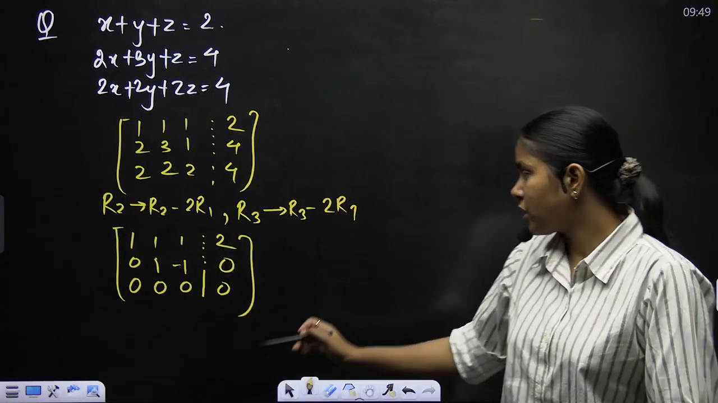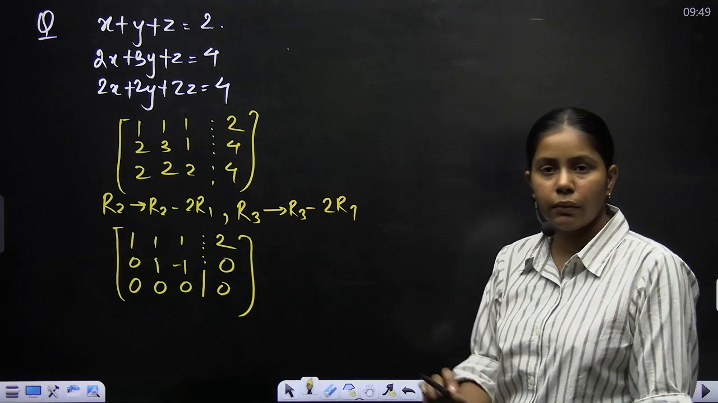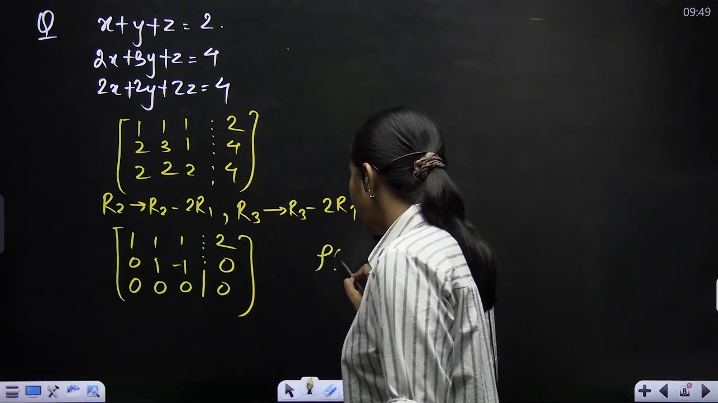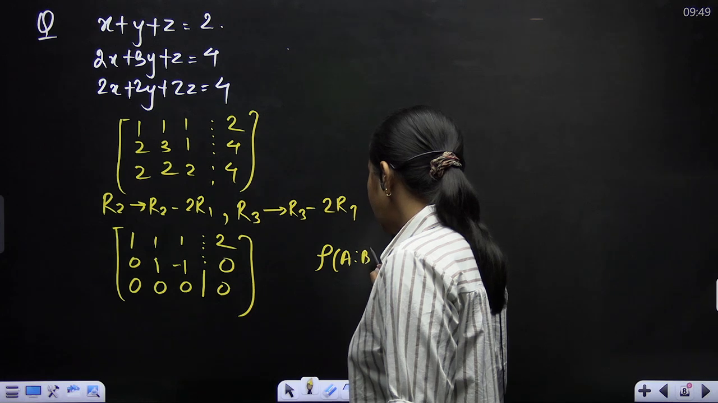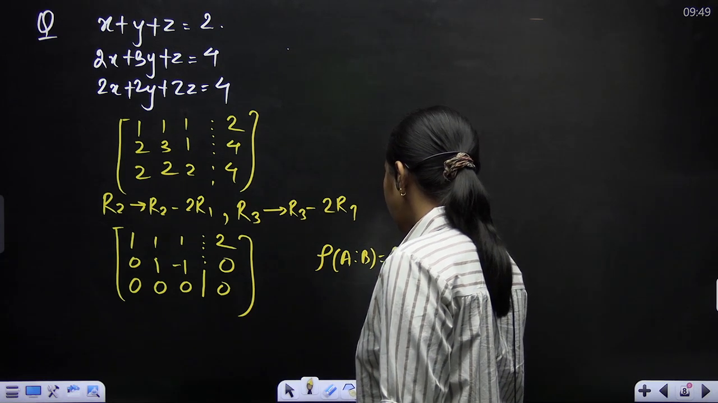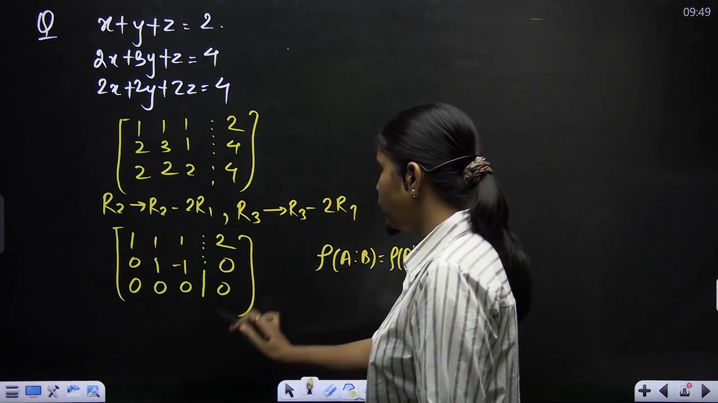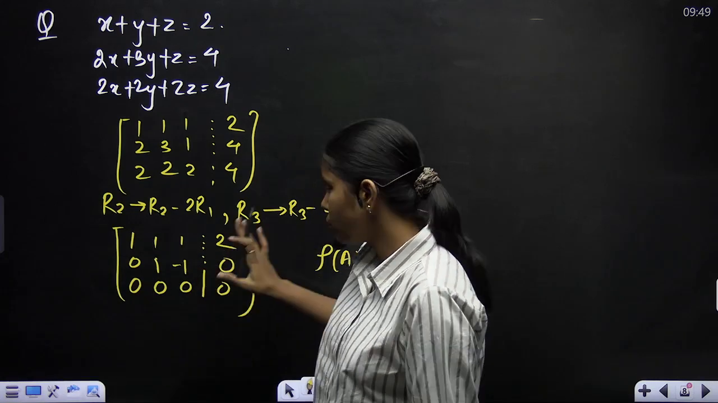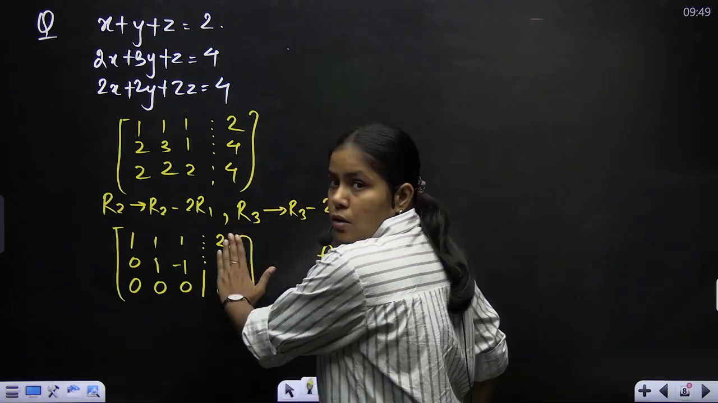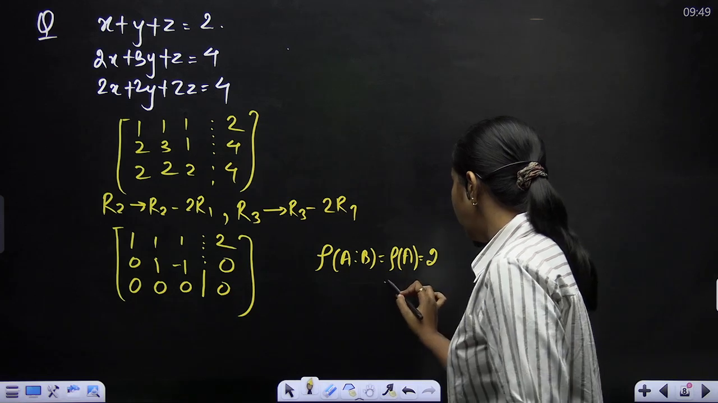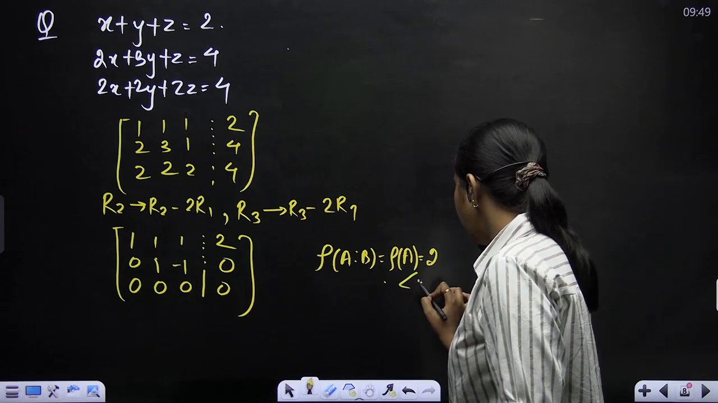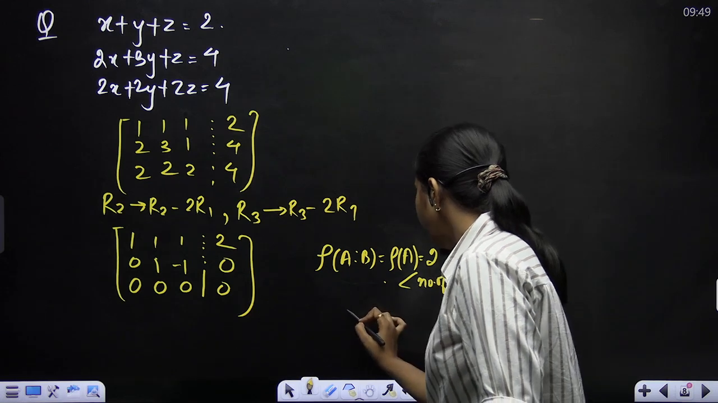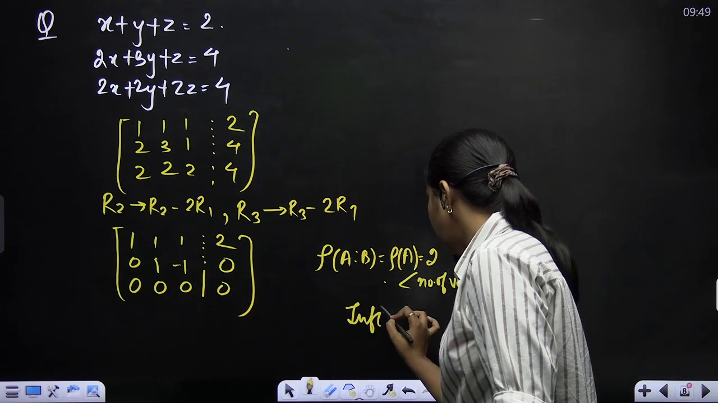Now, the question arises: what would be the solution here? So rank of A augmented B is equal to rank of A is equal to 2, because there are 2 non-zero rows. If I talk about the whole matrix, it has 2 non-zero rows, and if I talk about A, it also has 2 non-zero rows, and it is less than the number of variables. So I'll have infinitely many solutions.